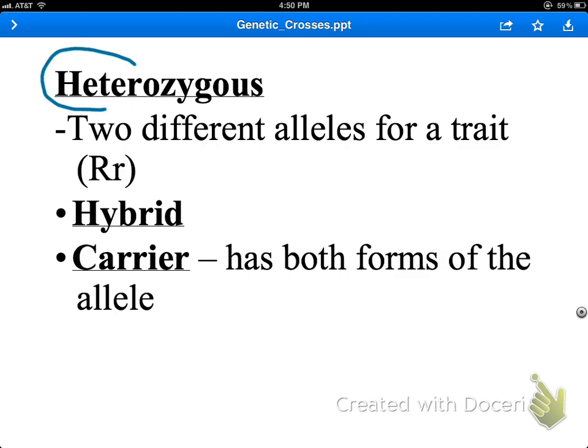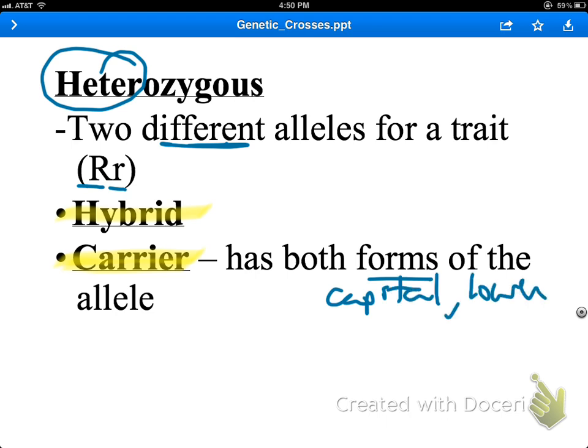Heterozygous is another terminology used to describe the genotype. Hetero is a prefix that means different. So this is a situation when you have two different alleles, such as a capital and a lowercase. Some other words that also mean heterozygous are hybrid and carrier. So here's this word carrier that we saw before. So this is when you have both forms of the allele. In this case, a capital, always, and a lowercase. And we always denote with the capital first, then the lowercase. That's the notation that is used.